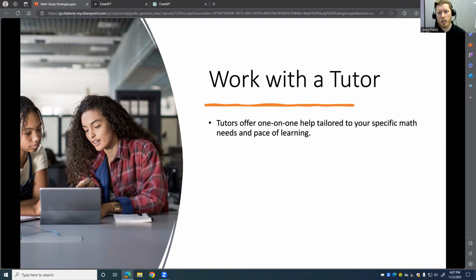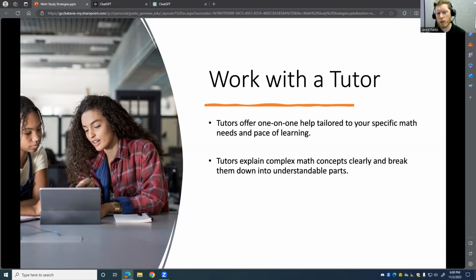Tutors offer one-on-one help tailored to your specific math needs and pace of learning. If you're struggling with certain things, the tutor will work with you, and then maybe they'll see that it's a different thing you're struggling with. You're not getting the correct answer. Maybe they find you're struggling with the fraction part of it, or you're doing something wrong, but they can offer you a lot of help and a lot of feedback.